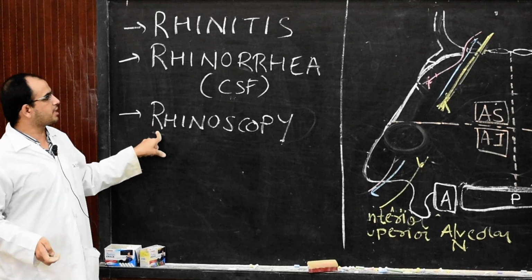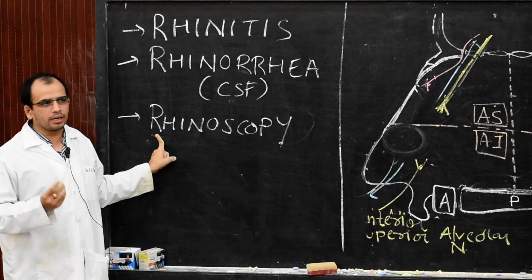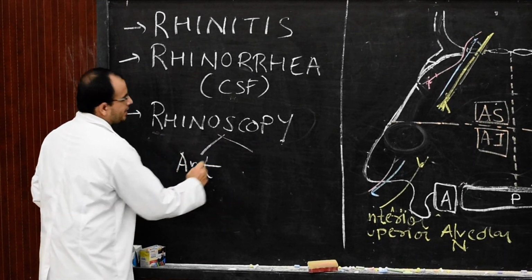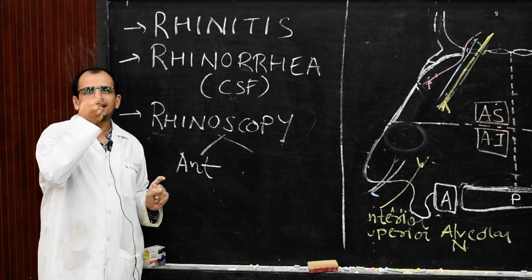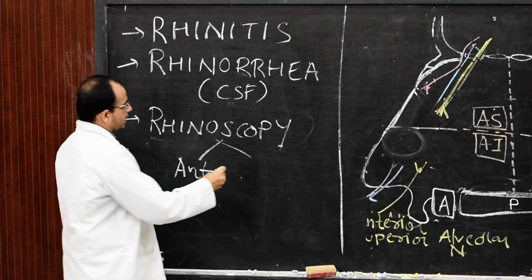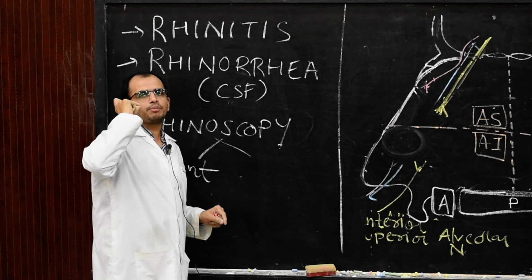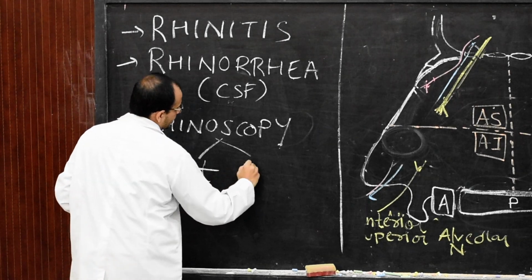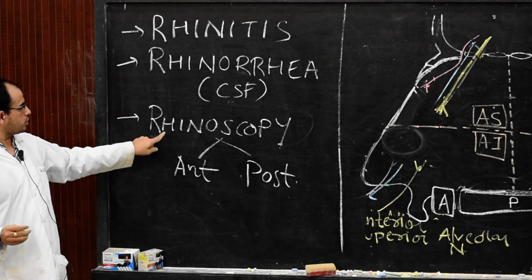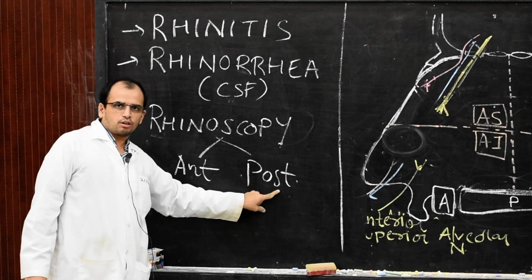And the method by which we can see the nasal cavity, by inserting either a scope or with the help of a mirror, that procedure is called rhinoscopy. Now it can be done in two ways, either anterior by entering a nasal speculum inside the nasal cavity and then seeing it with the light, or we can insert the mirror through the oral cavity up to the posterior aspect of the pharynx, and then we can see the posterior aspect of the nasal cavity. So those are the two types of rhinoscopy, anterior rhinoscopy and posterior rhinoscopy.